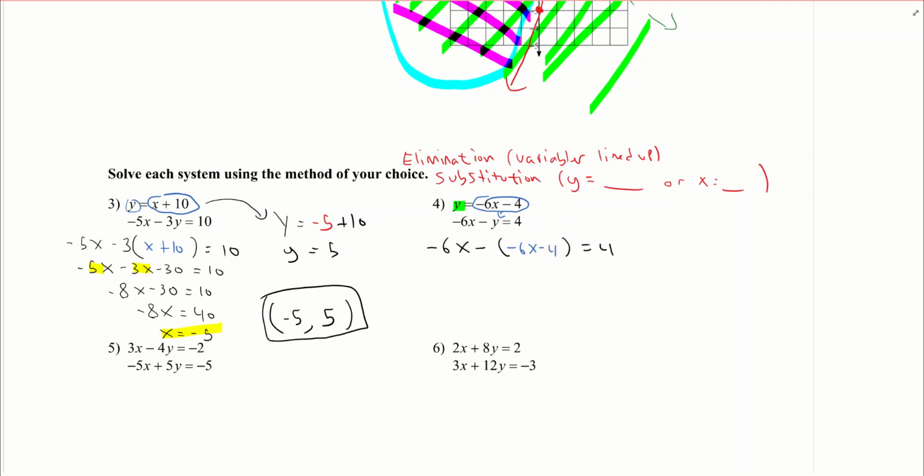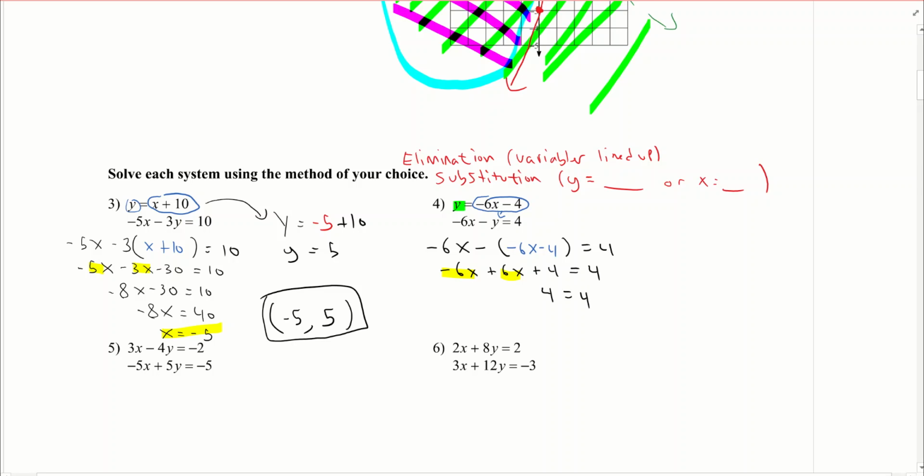Okay, now we're going to go about solving this the way we've been doing. We're going to distribute that negative. A negative times a negative is a positive, and a negative times a negative again is a positive. And so we get this. We're going to combine like terms. -6x plus 6x is 0x. So those things are gone, and we're just left with 4 equals 4.